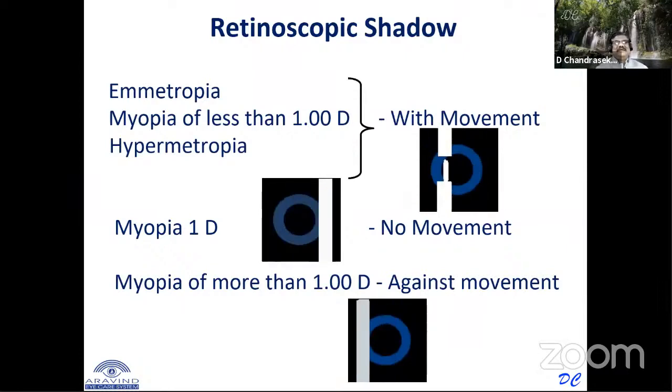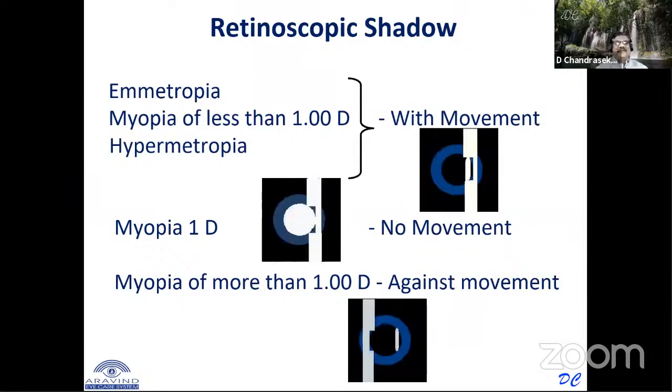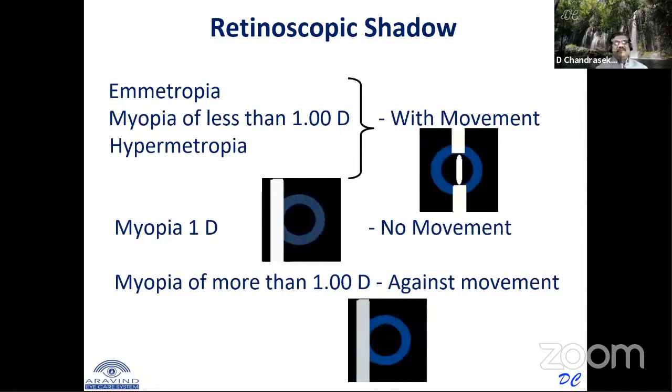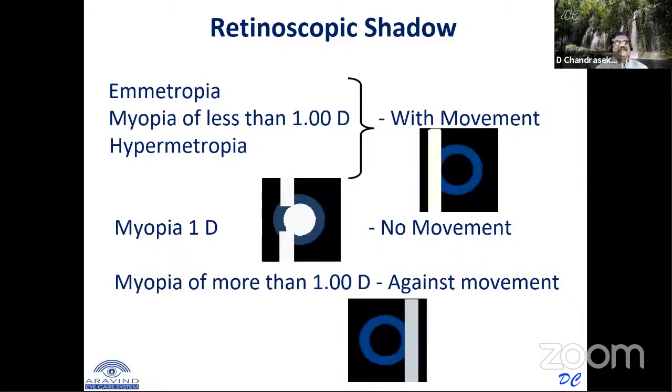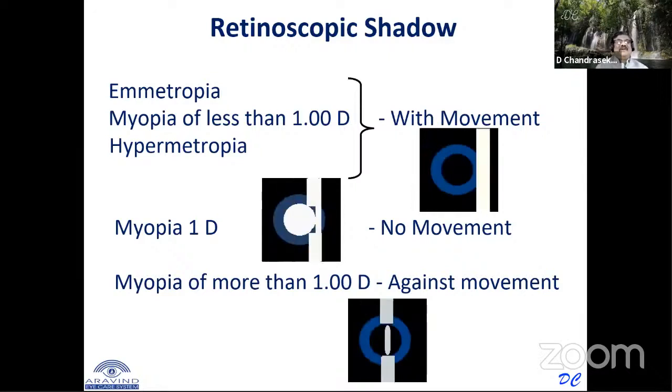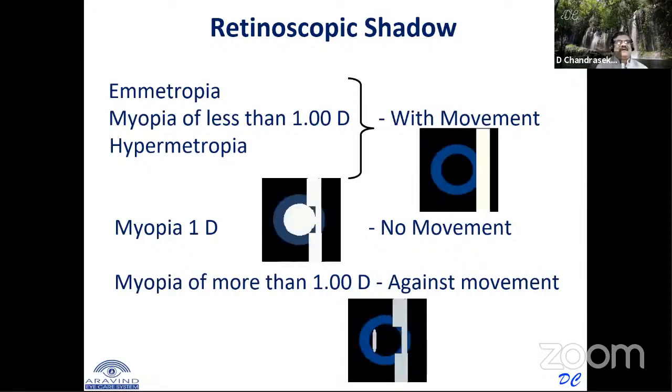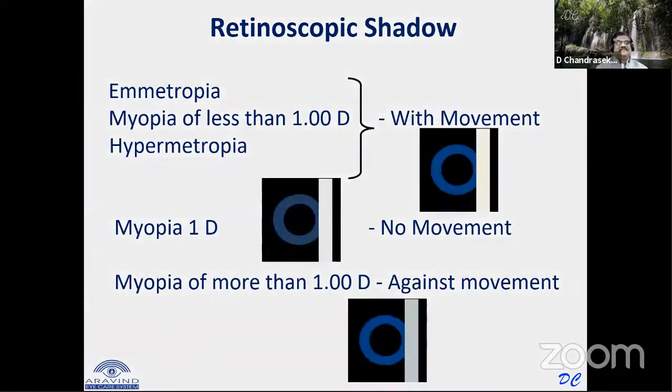Here you can see there is a with movement in the first image, and in the second, no movement, nothing is there. It is just filling up the pupil. And the last one is you're seeing against movement. So these are the 3 things that can happen. Depending on your working distance, this 1 meter or 2 meter will occur. This is for a 1 meter retinoscopy.